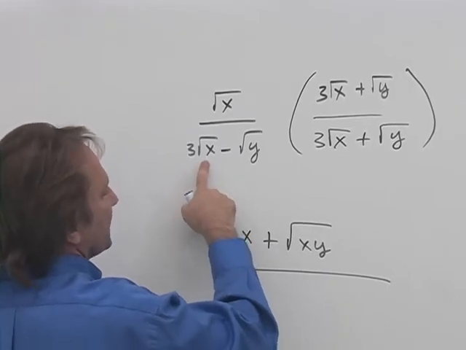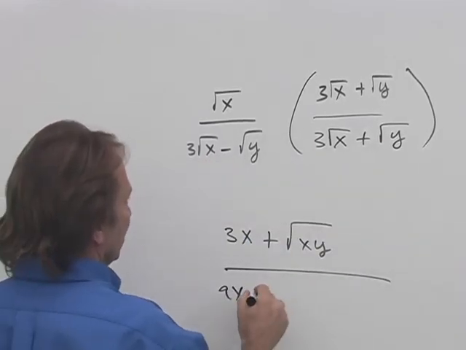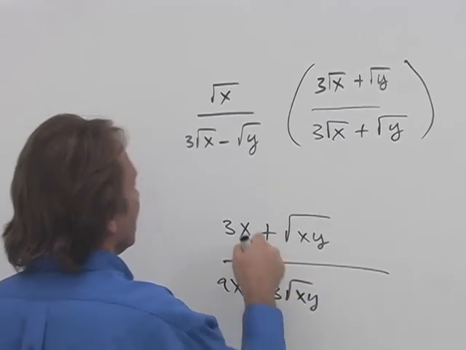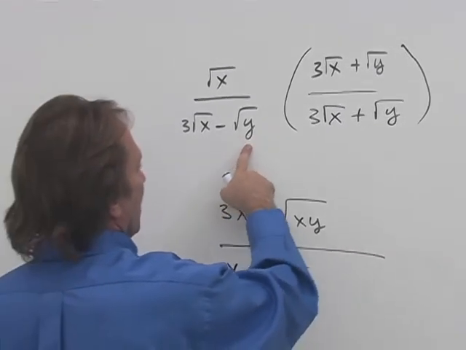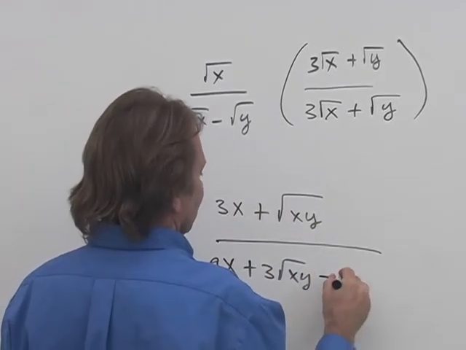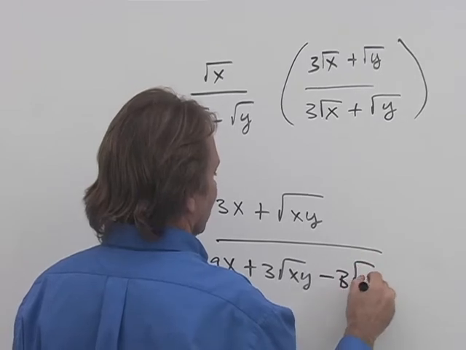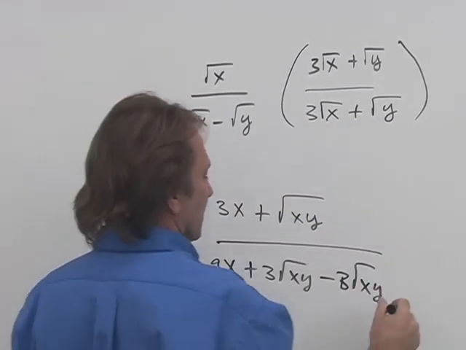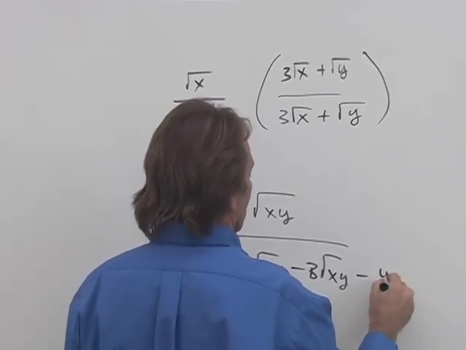3 square root of x times y would give me a plus 3 square root xy. Then square root of y times 3 square root x is going to give me a negative 3 square root xy. And then a negative square root y times a positive square root y will give me a negative y.